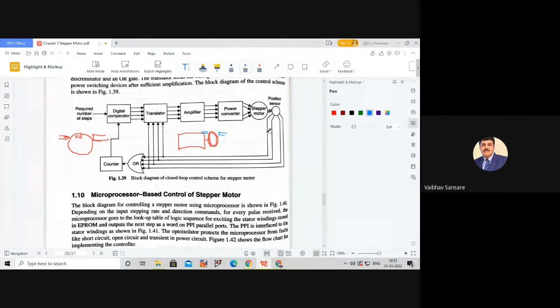Now how are these position sensors placed? Basically, these position sensors are placed at a distance of 360 degrees divided by NR, plus the step angle.